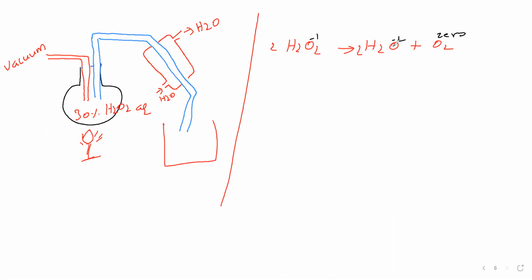So -1 converting into -2 means reduction. -1 converting into 0 means oxidation. Therefore, hydrogen peroxide undergoes a disproportionation reaction. This decomposition is nothing but disproportionation, we can say. Now this reaction is catalyzed by which one? Which are acting as positive catalysts for this reaction?